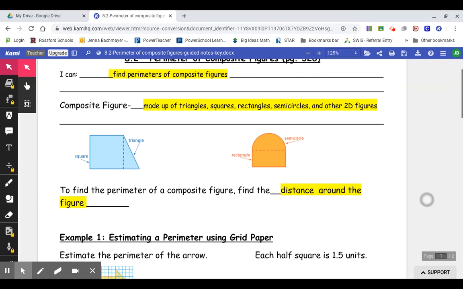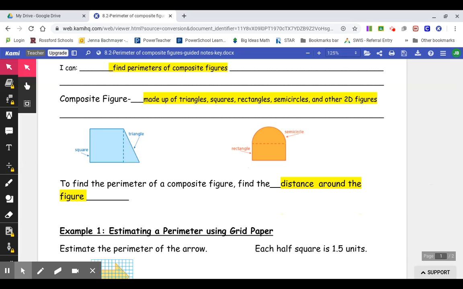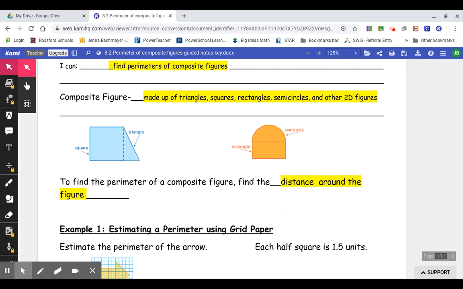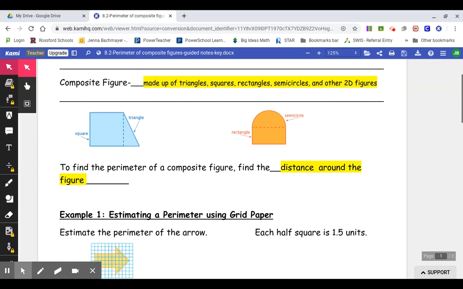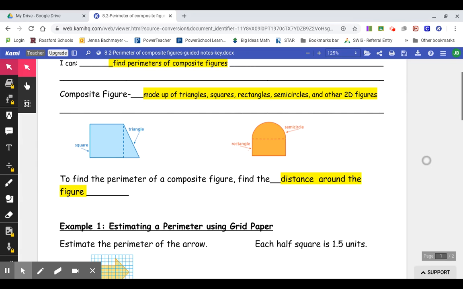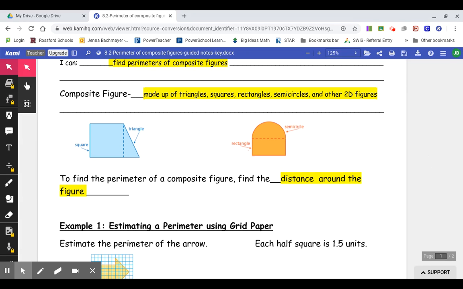So we have an example of composite figures below. The first looks like a trapezoid originally, but we can break it down into a square and then a triangle. The second figure looks like part of a basketball court. It can be broken down into a rectangle and then a semicircle. What we're looking for right now is the perimeter of these things. In a later section, we will talk about the area of these composite figures.